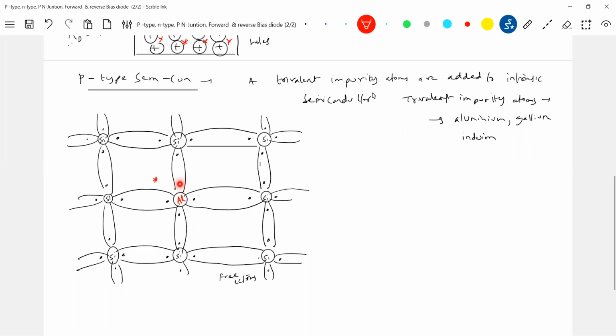So addition of one impurity atom. It's a trivalent, no? So there are three outermost valence electrons. These will be shared by this trivalent impurity atom with the adjacent silicon atoms, and it will form covalent bonds. The fourth bond, you can see, is incomplete, no? And the vacancy created by the valence electron in the valence band will become a hole. So addition of one trivalent impurity atom will create one hole.